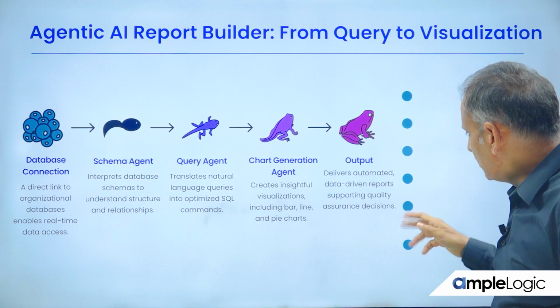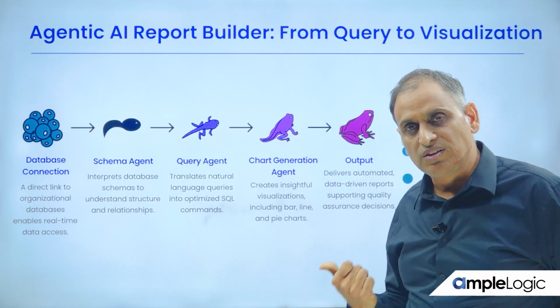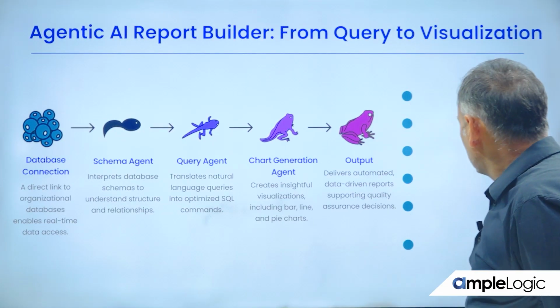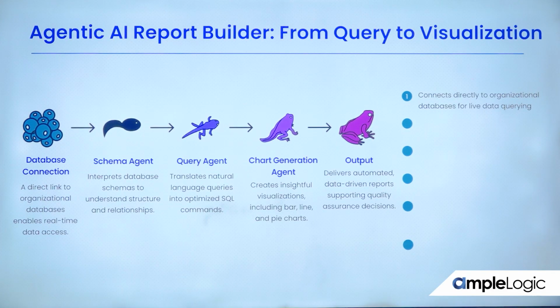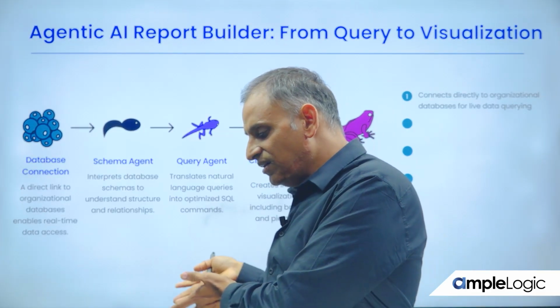And the output delivers automated and data-driven reports. So this is what that agentic AI report builder does. Now coming to this, it connects directly to the organizational database. Now you have a database, and you want it to work, because it's a report builder.